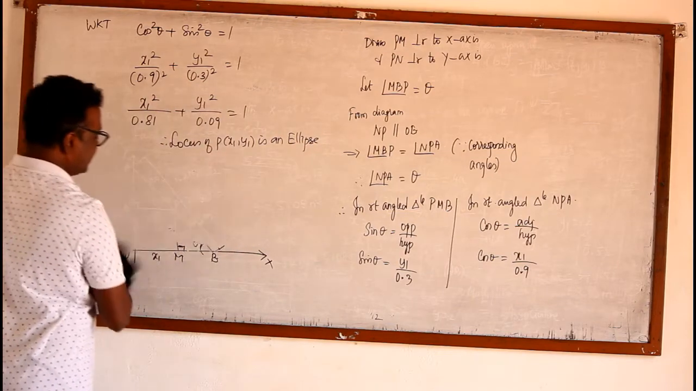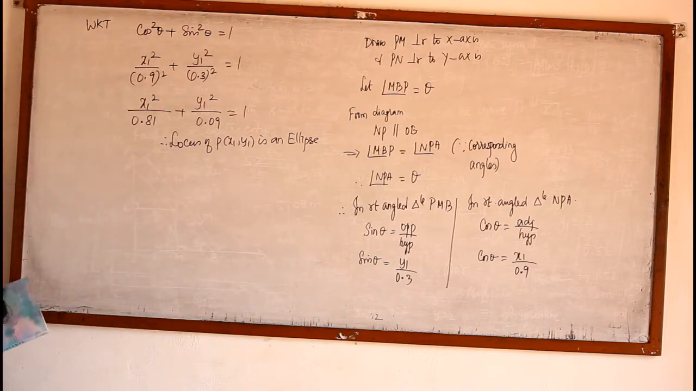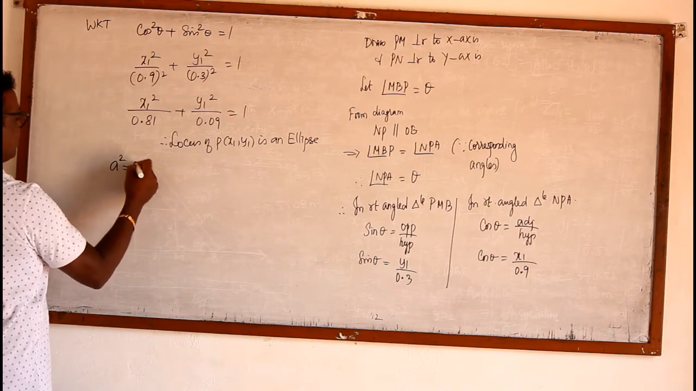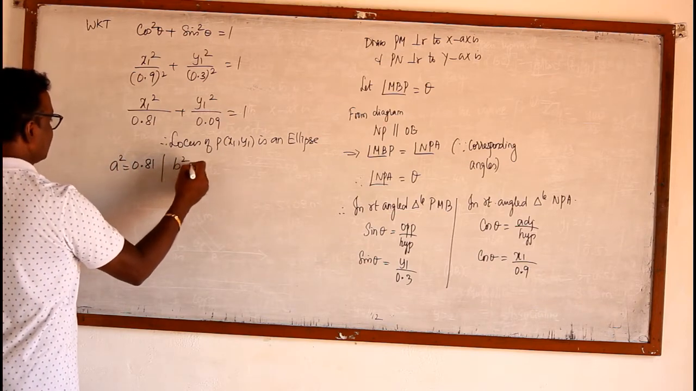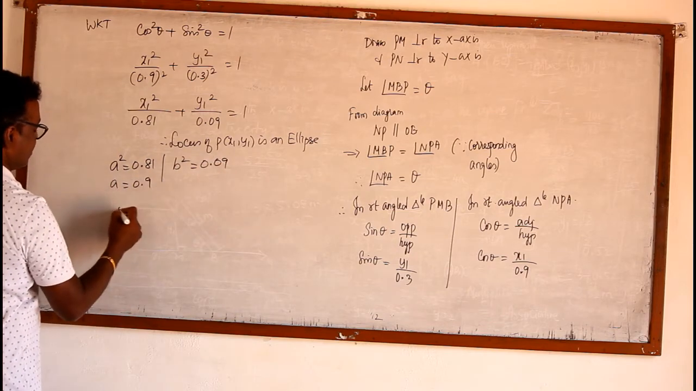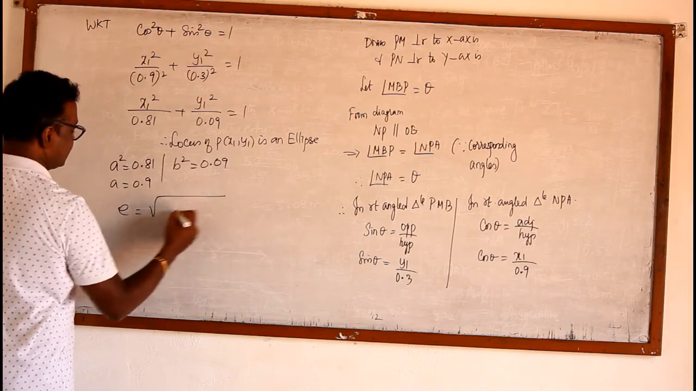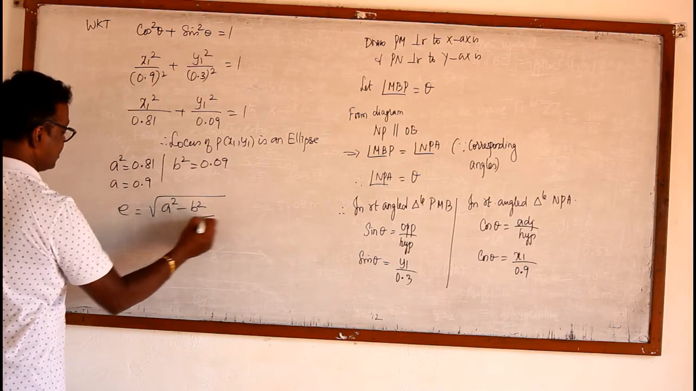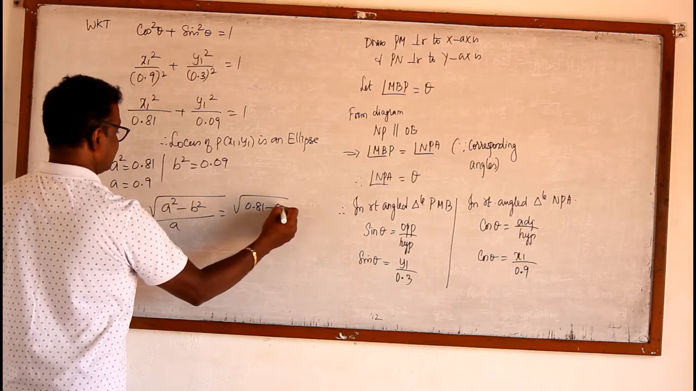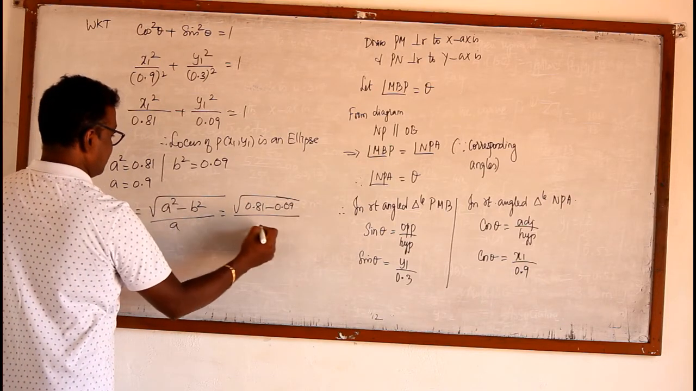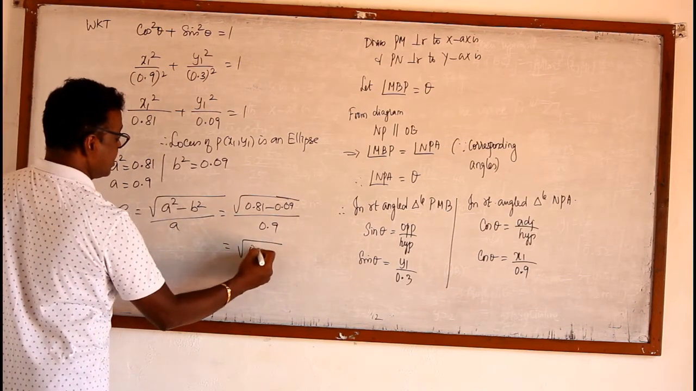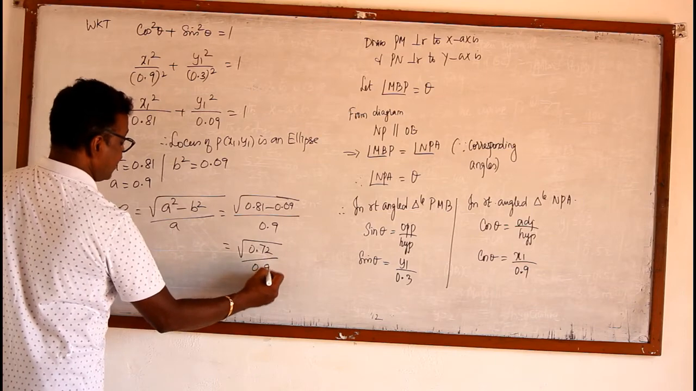They are asking us to find the eccentricity too. So here x1 square is 0.81, which is greater. Therefore, a square is 0.81 and b square is 0.09. So a is 0.9. Therefore, eccentricity for an ellipse is given by the formula root of a square minus b square, by a. It is root of 0.81 minus 0.09, by 0.9. Shall we write this? When I subtract, 0.72 by 0.9.